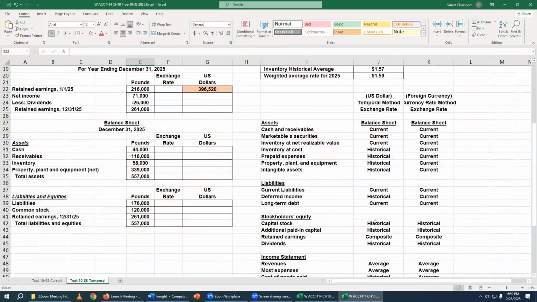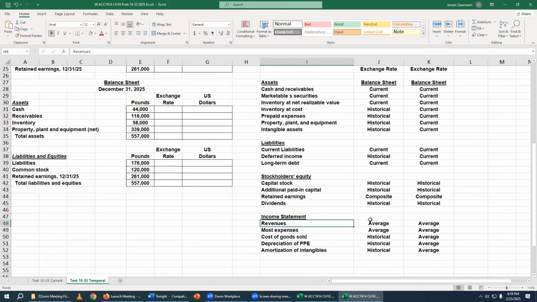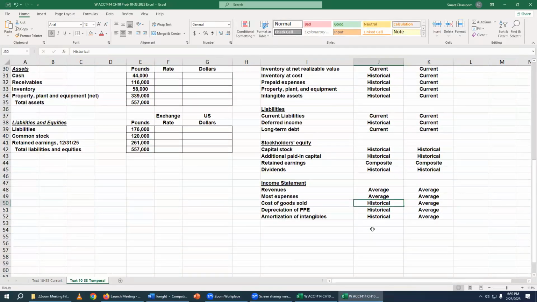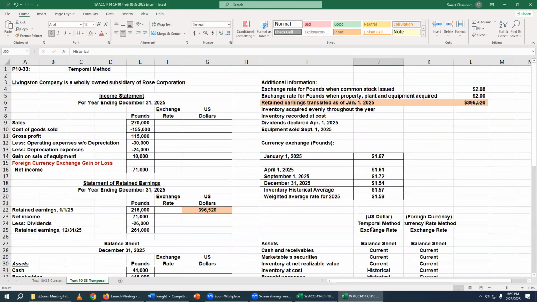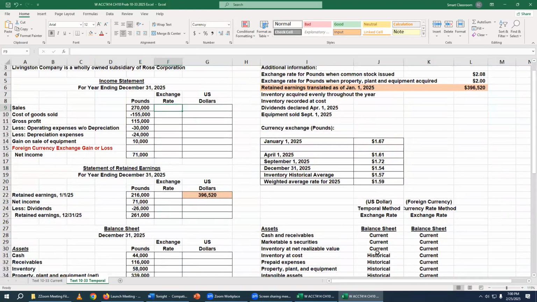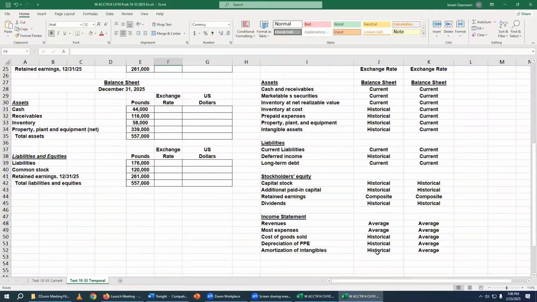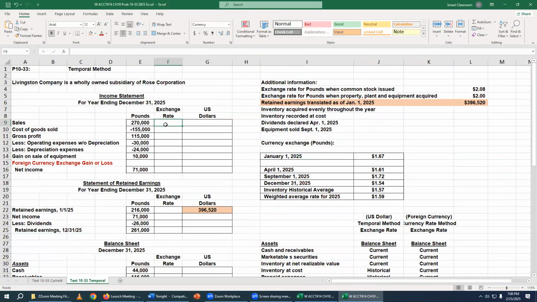All right. Coming down here, we have most stuff goes in at average. Cost of goods sold will be at historical cost for inventory. Depreciation will be at historical cost for property, plant, and equipment. So I have to pay attention to those two. I don't think we have any amortization expenses. Nope. Okay. All right, so let's go through this. Exchange rate is average for sales.